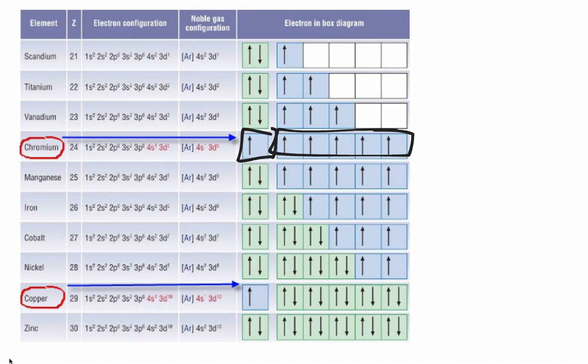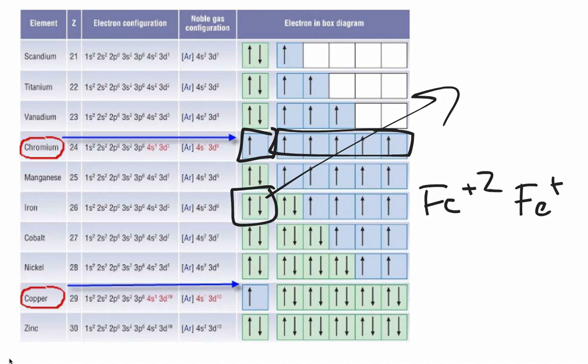Manganese can be a +4, I believe. Iron, notice the two most common for iron: iron can be a +2, where it loses its two 4s electrons, so it would be iron +2. But iron also can be a +3 fairly commonly, where it'll lose these two 4s electrons and one from here. Then it'll still have a d shell, so it'll still be relatively stable because it'll have a half-full d shell. So those are very common charges for iron.